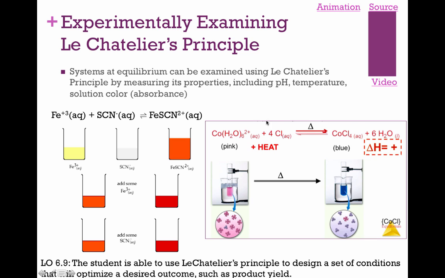And so it might ask you a question about, if your solution is more pink, what does that mean at equilibrium? That means you have more reactants. If it's blue at equilibrium, what does that mean? That means you have more products. And so looking at the colors can also tell us where we are at equilibrium. If you see a little bit of pink and a little bit of blue, that means we're probably right at equilibrium because we see both the pink and the blue.